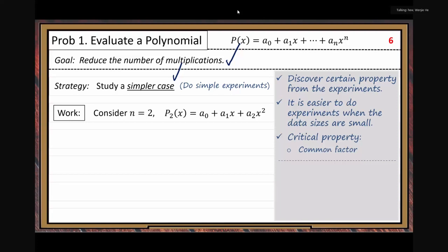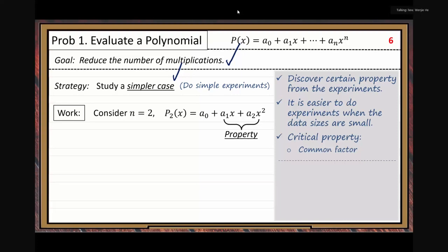Yes, common factor. But for this common factor, you have to bypass the first term. After you skip the first term, then you can see the common factor. You have to skip the first term. The first term, A0, has no common factor. But after you skip the first term A0, then in the remaining terms you can find a common factor X.